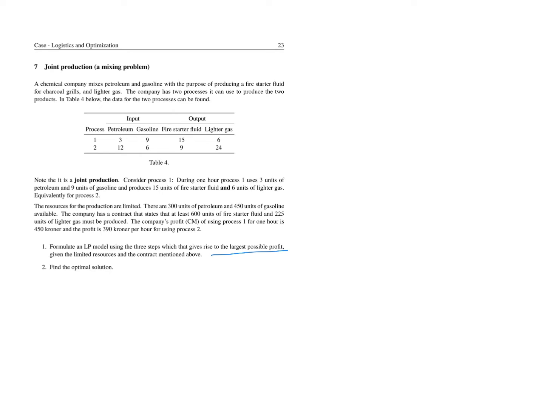Then you know the profit is based on the time spent on each process. So here, basically, the decision should be how many hours you allocate in process 1, for example, we use x1, and process 2 for x2, in order to produce and use the resources to produce the products. So here, therefore, we just directly start the first step. We define decision variable.